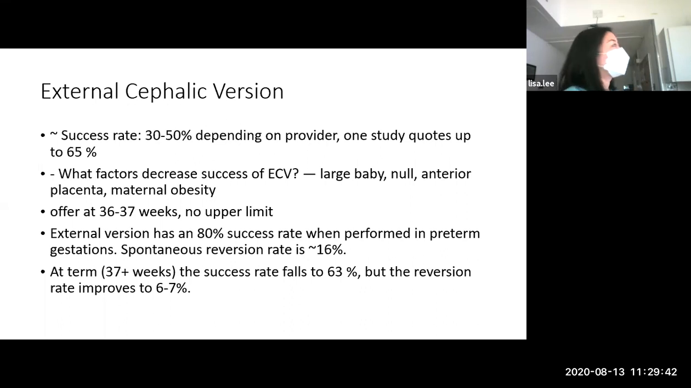So based on these studies, they say to offer versions around 36 to 37 weeks. There's no upper limit of when you can try. It's just not going to be as successful the further along you go and the bigger the baby is. And spontaneous rate of reversion is about 16% with the preterm. After 37 weeks, the success rate falls, but the reversion also decreases to about 6 to 7%.